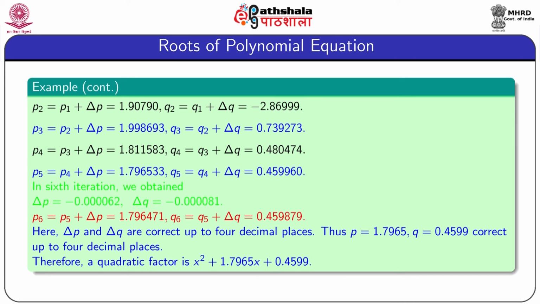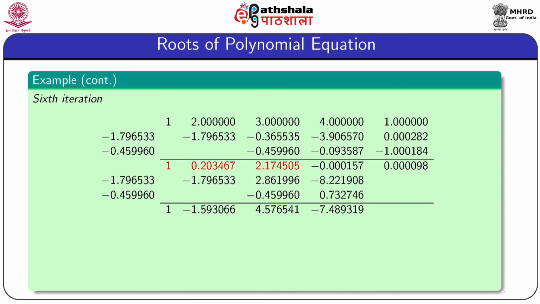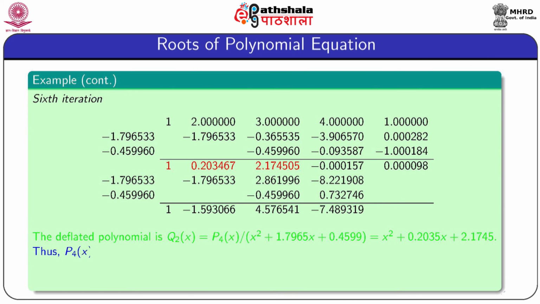Hence, a quadratic factor is x square plus 1.7965x, this is the value of p, plus 0.4599, this is the value of q. So, this is a quadratic factor, and the reduced deflated polynomial is obtained from the sixth iteration. The coefficients of the deflated polynomial q are 1, 0.203467, 2.174505. Thus, the deflated polynomial q2 is x square plus 0.2035 into x plus 2.1745, and this polynomial is correct up to 4 decimal places.